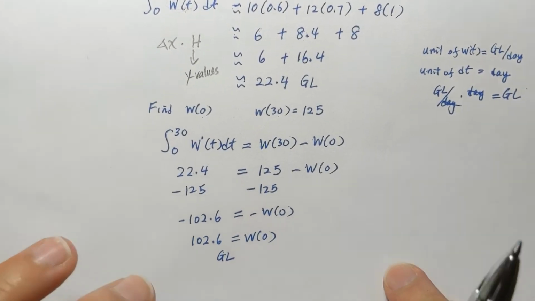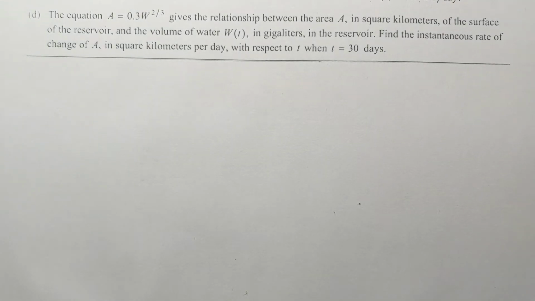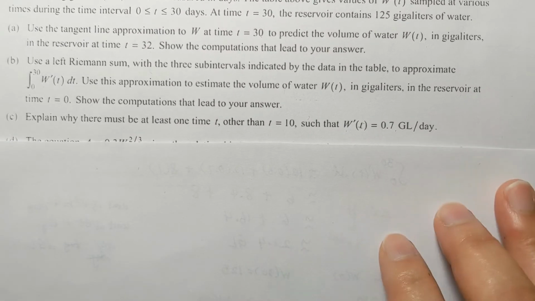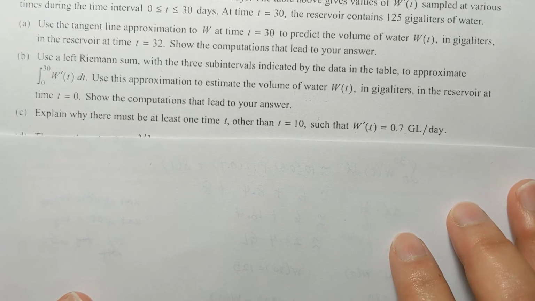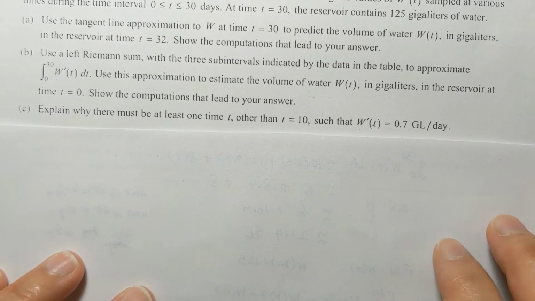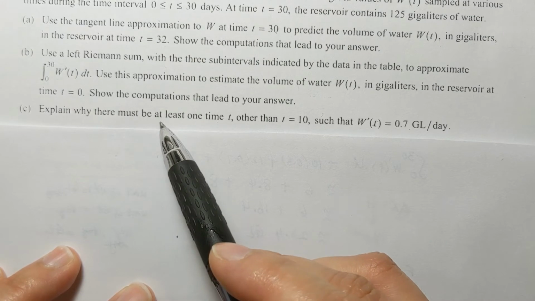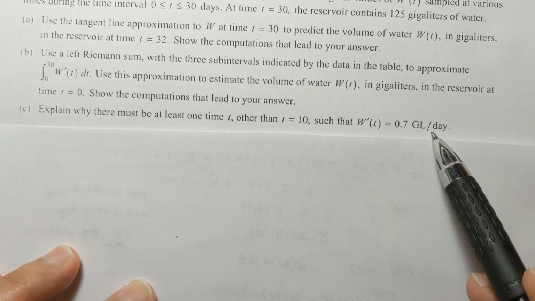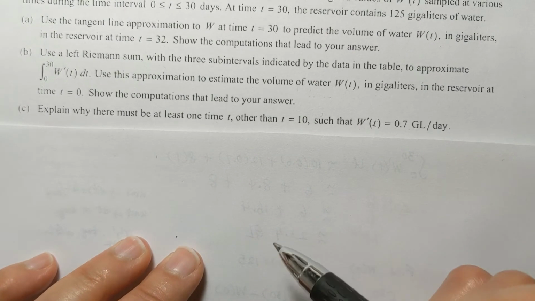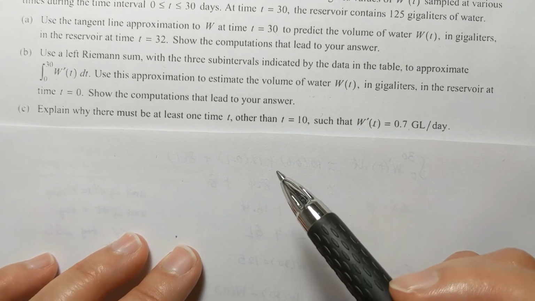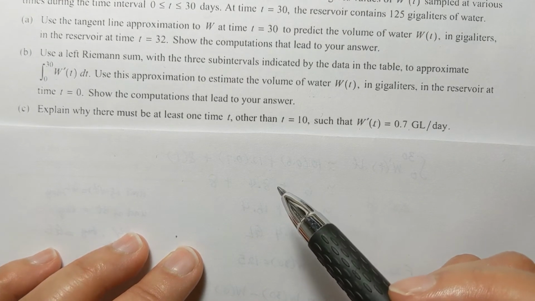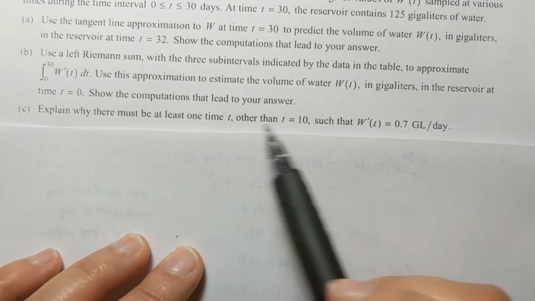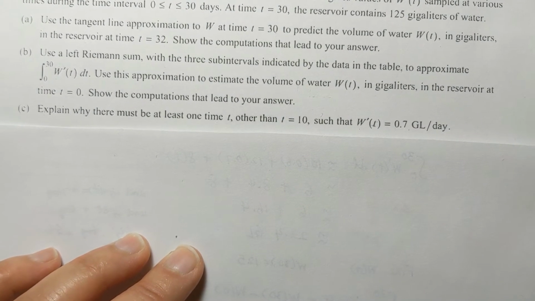Now let's go to part C. Explain why there must be at least one time t other than t equals 0 such that W prime of t equals 0.7 GL per day. When you read this, it sounds like the mean value theorem. It also sounds like the intermediate value theorem. These two theorems are usually together when you have this kind of problem. Let's see which one fits.